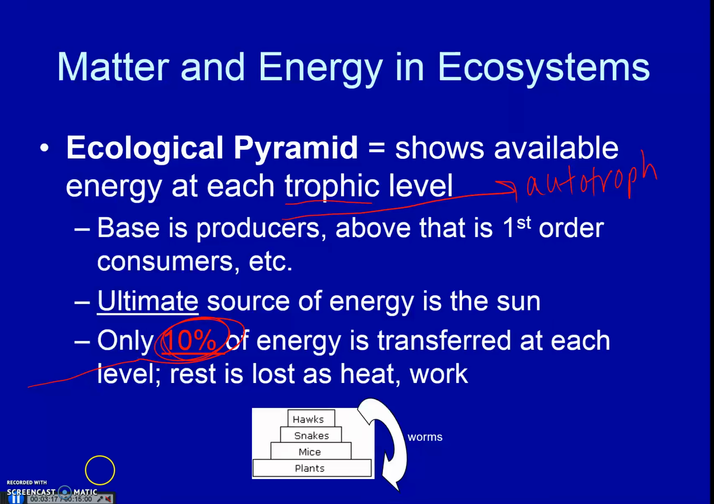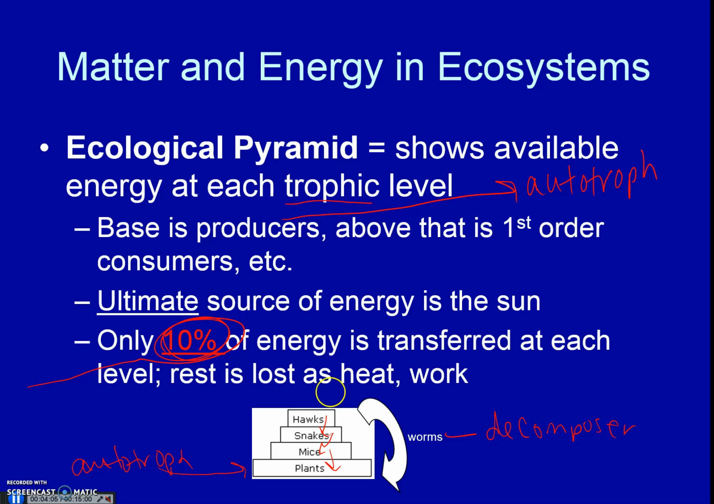Now here on your note packet, we have a very basic ecological pyramid and food chain all in one. At the base, we have our autotroph that would have the most available energy. Mice would eat the plants, snakes would eat the mice, hawks eat the snakes, and then worms would be the type of heterotroph known as a decomposer. And remember, decomposers return dead matter back into the ecosystem.